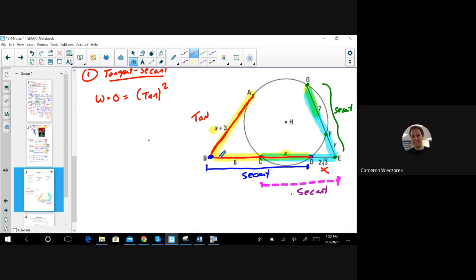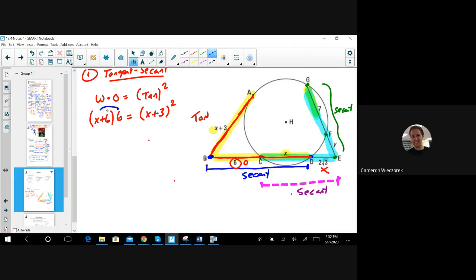The whole length is 6 units to C plus another X units to D. So that's going to be X plus 6. And then the outside part is just 6. And the tangent piece is X plus 3. You have to square that whole quantity, so make sure you put parentheses around it.